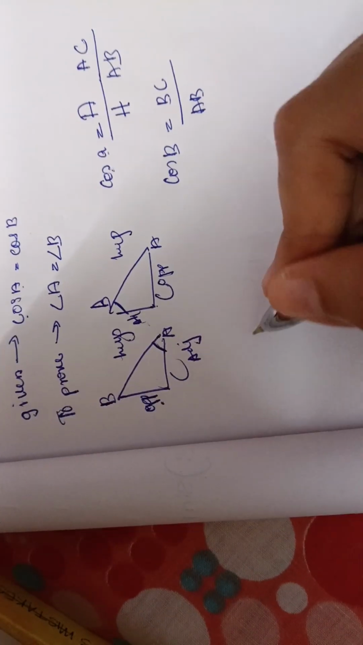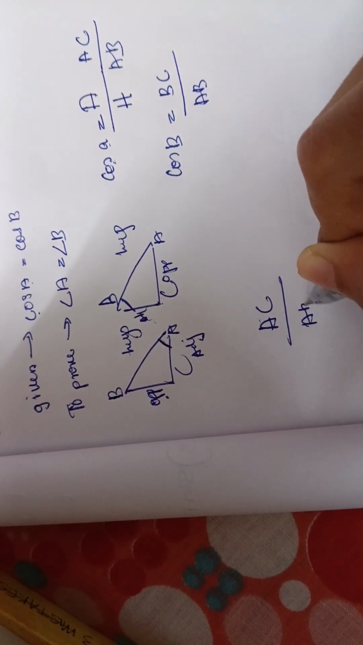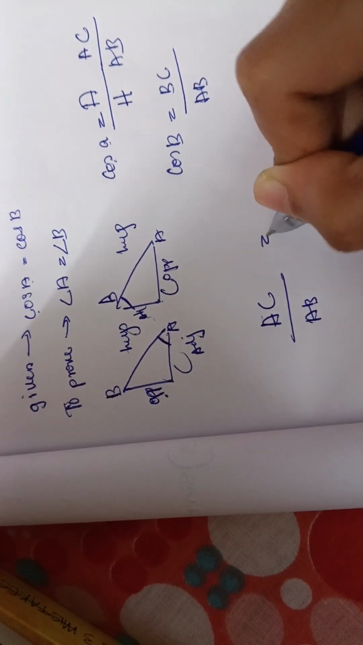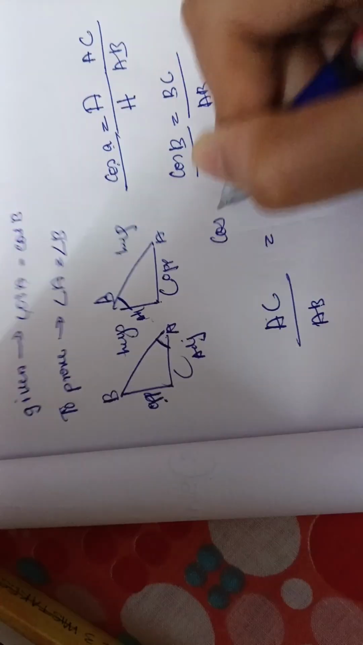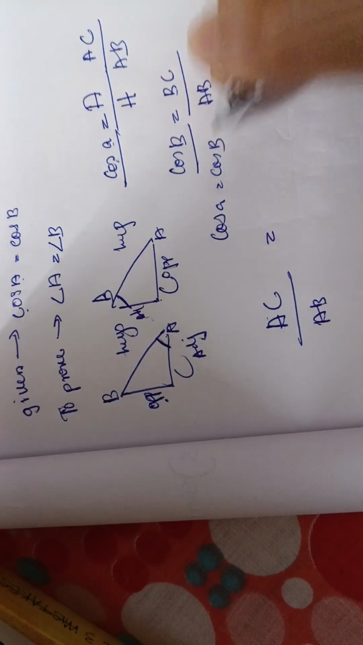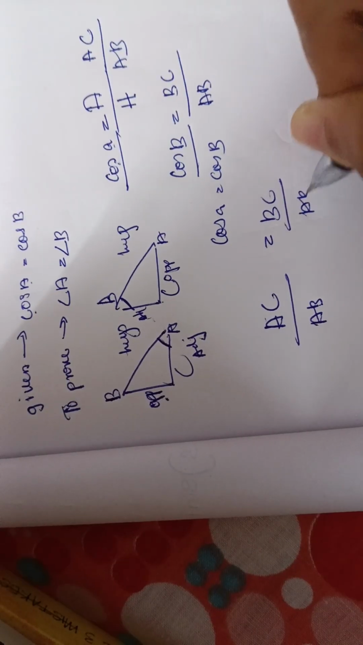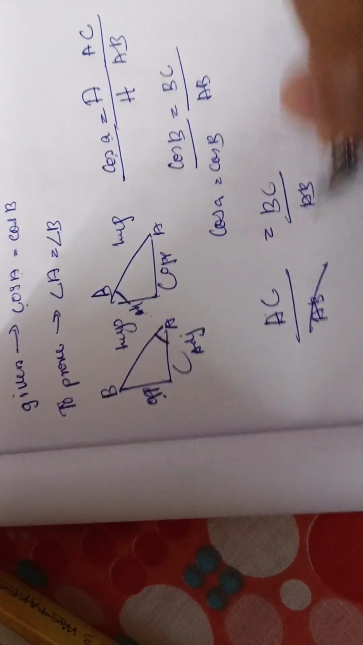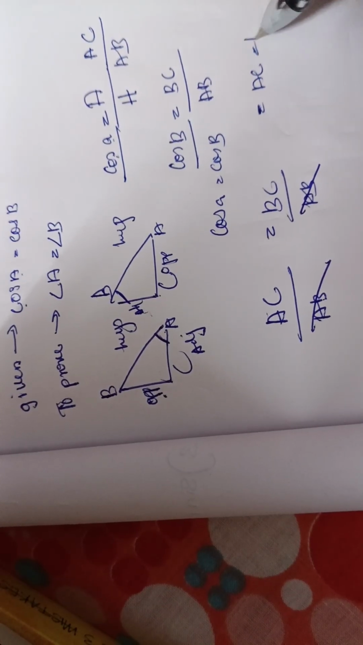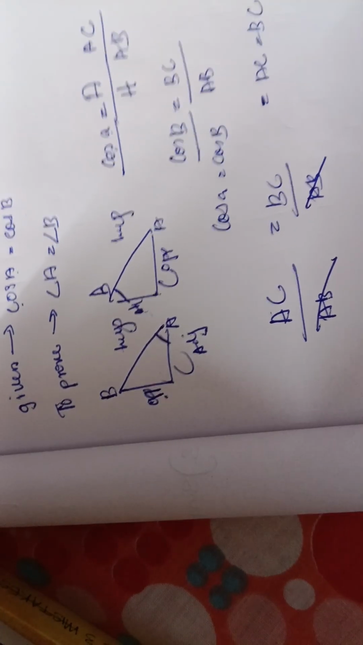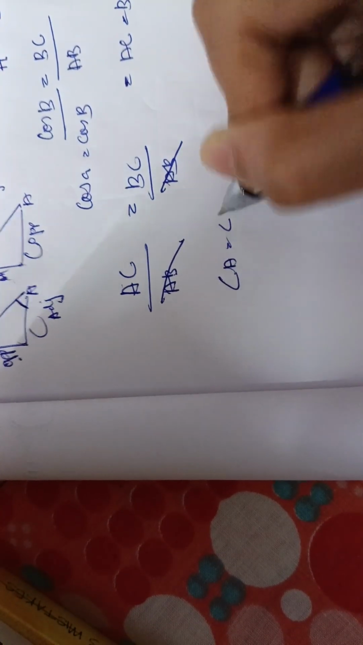So as we take it as AC by AB equals, because this is cos A and this is cos B, we have to prove that cos A equals cos B. We have been given this. So AC by AB equal to BC by AB. These both are the common sides. So here comes AC equals BC. So we can say that angle A equals angle B.